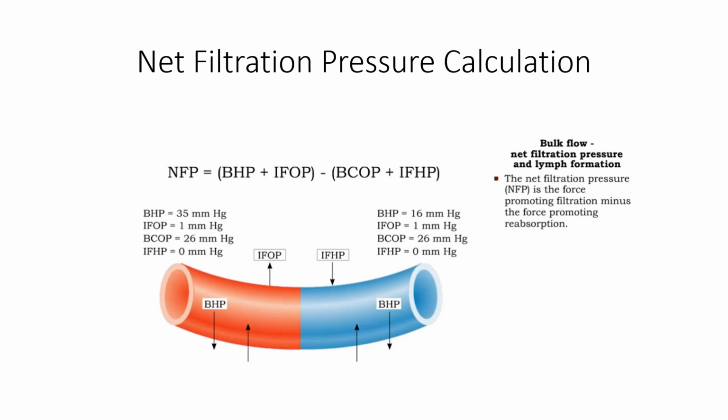The one thing I do want to draw your attention to is this. Osmotic pressure in the interstitial fluid is around 1 millimeter mercury, and hydrostatic pressure in the interstitial fluid is around 0. So those two pressures contribute very little to the overall calculation for net filtration pressure.